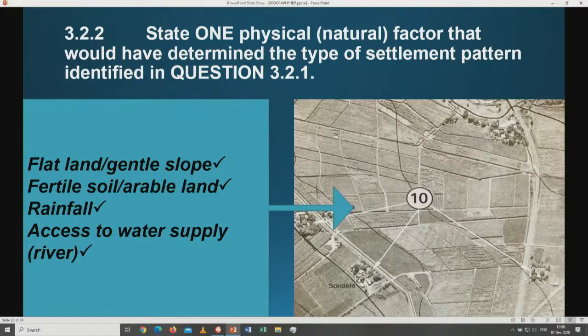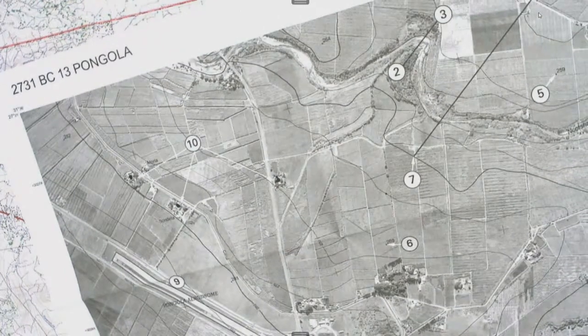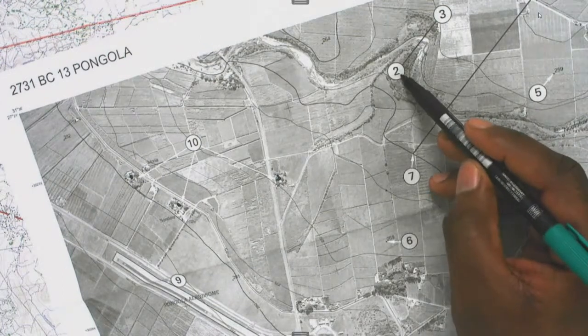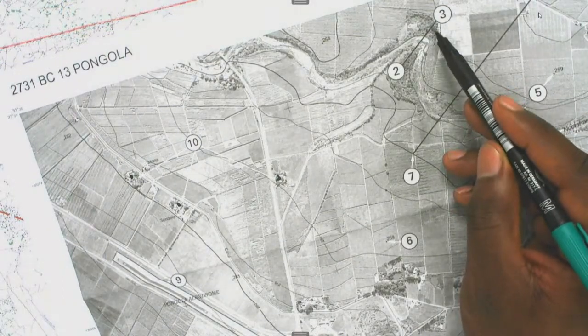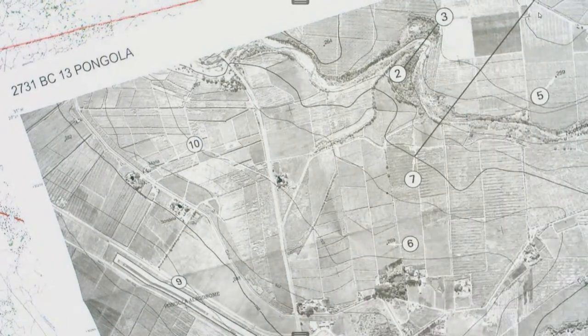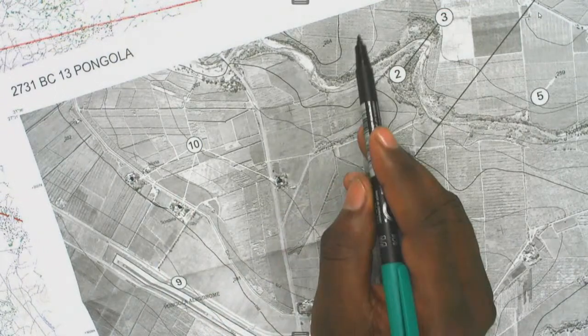And also, access to water supply, because they are close to the river here. If you look on the north part of this settlement, there is a river there. You can see 2, 3, there's a river. So this means that these settlements here are located next to the river.